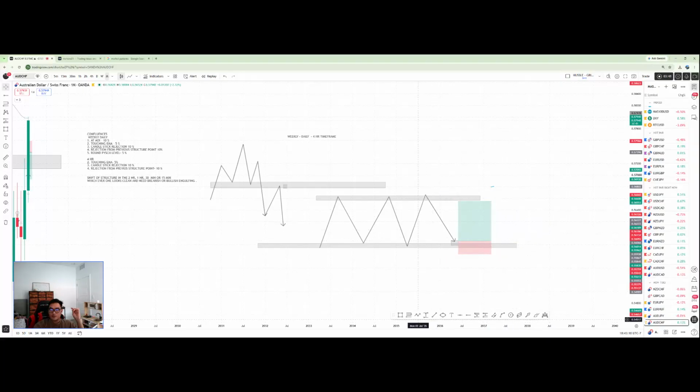Same thing as well if the price comes back here and there's any kind of rejection, then we could execute the trade to go down. But again, we're going to apply this confluence around here. If it's valid, then we could execute the trade.